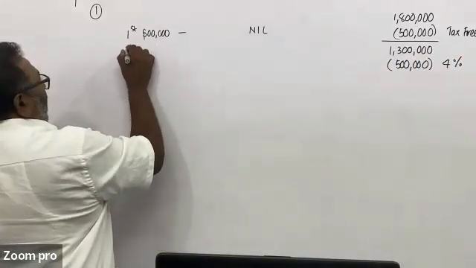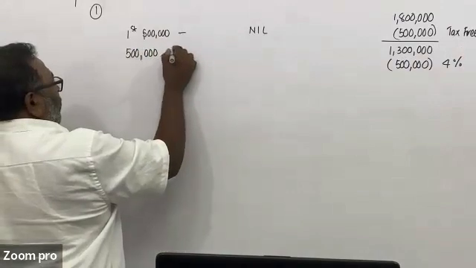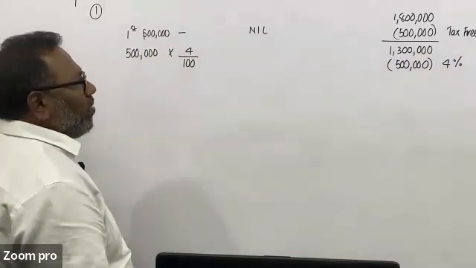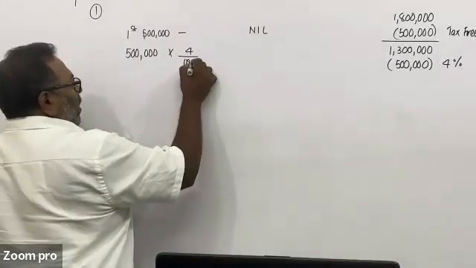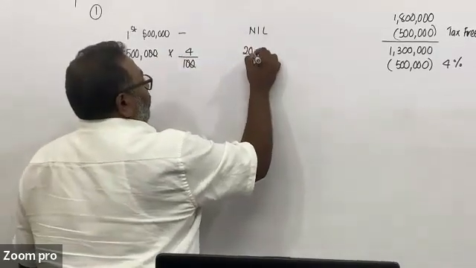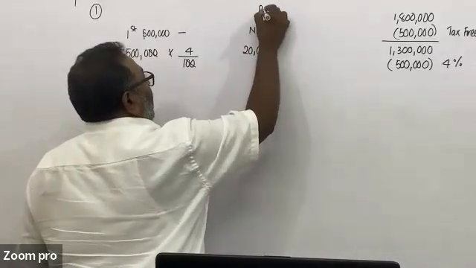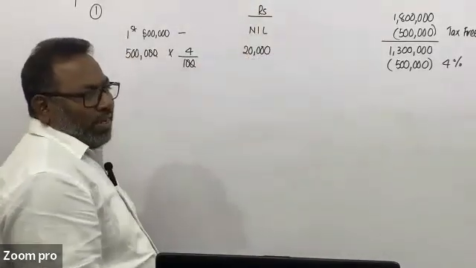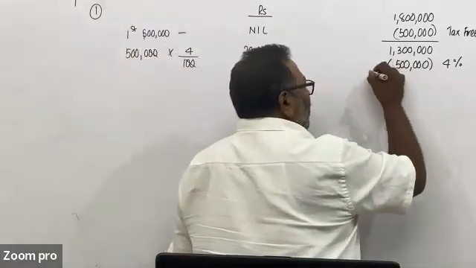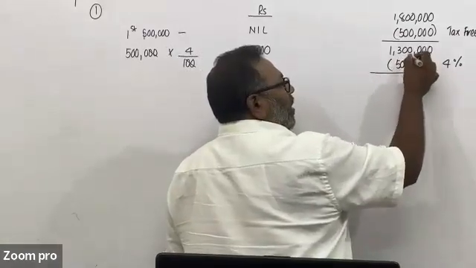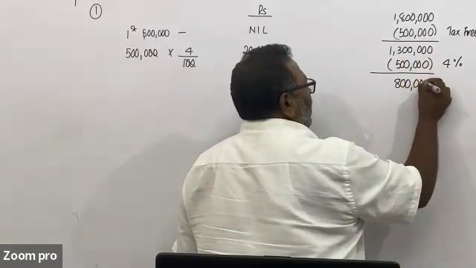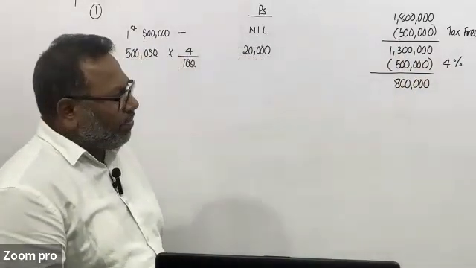So 500,000 into 4%, right? 500,000 into 4%. Cut the two zeros, 5,000 multiplied by 4. You have to pay 20,000 as tax, right? So once you've taken the 500,000 at 4%, how much is remaining now? 1.3 million minus 500,000. You're still having 800,000 of income.